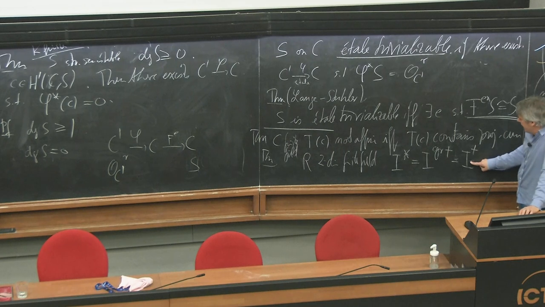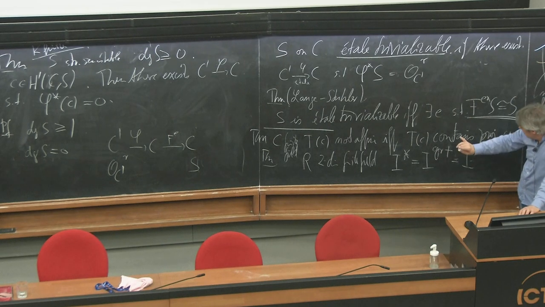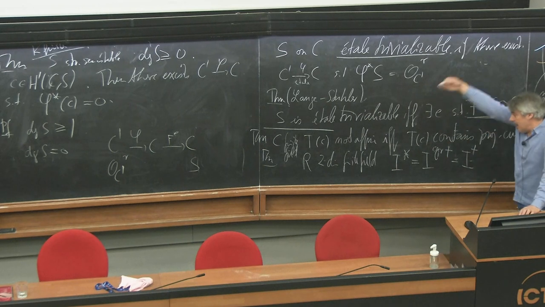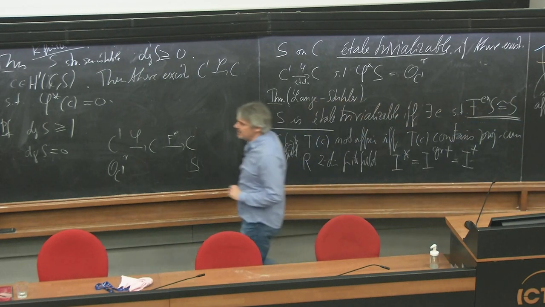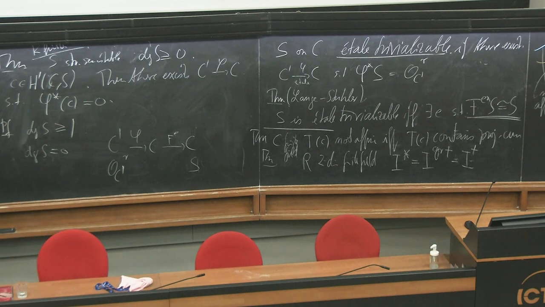Dietz has extended this to non-homogeneous ideals. So still in the homogeneous ring, graded case, dimension 2, but then he found a way to generalize, starting from this, also to non-homogeneous ideals. And I think that's it for today. Thank you.